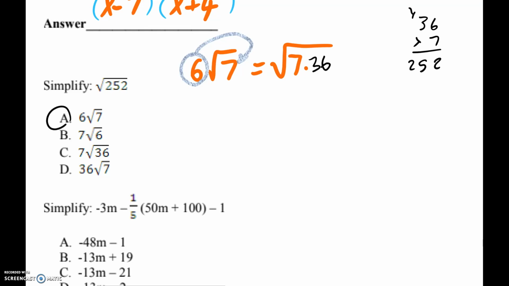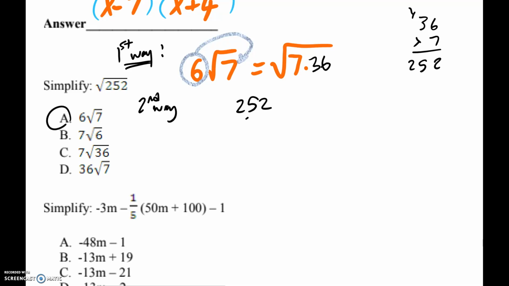What a coincidence. Right, 6 times 7, 42 for radical 252. It worked. This is first way. We were so lucky that A was the correct answer. Second way, you can make a factor 3.